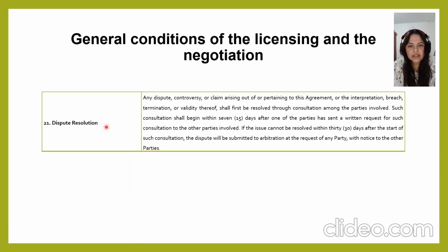21. Dispute resolution. Any dispute, controversy, or claim arising from or pertaining to the agreement, or the interpretation, breach, termination, or validity thereof, should be brought to consultation among the parties involved. Such consultation shall begin within 7 days after one party sends the other a request for consultation. If the matter cannot be resolved within 35 days after the start of consultation, the dispute will be submitted to arbitration at the request of any of the parties.